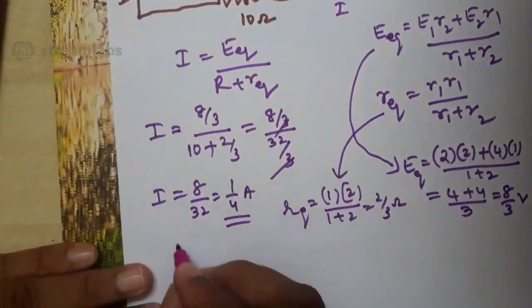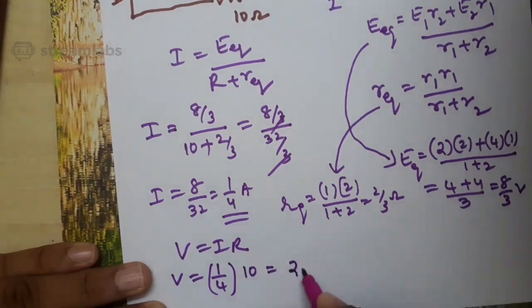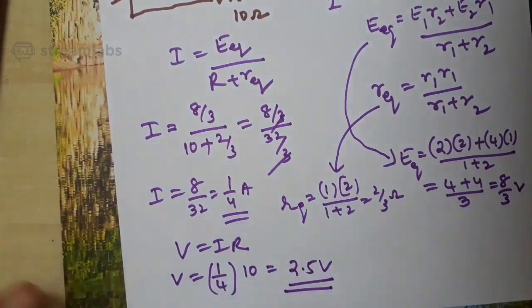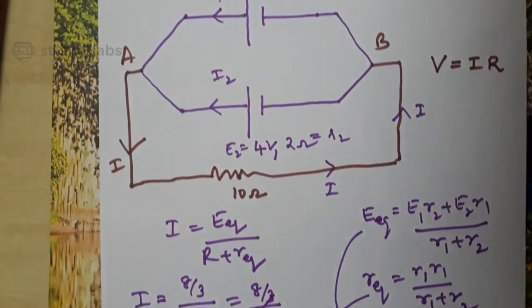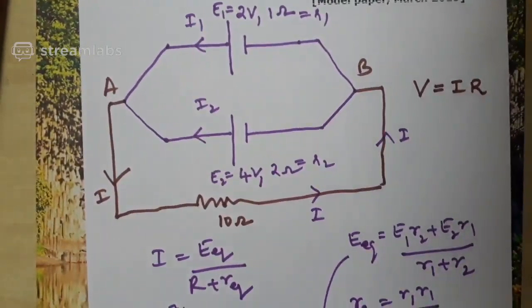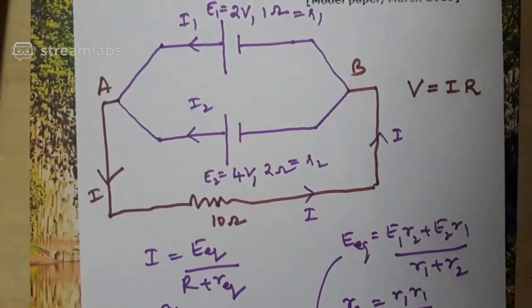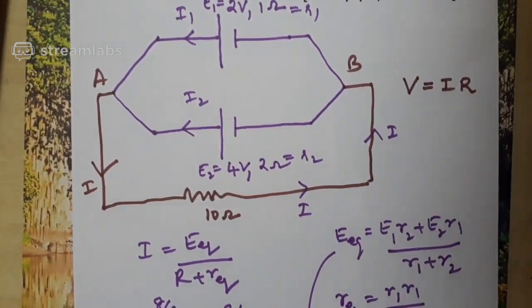Coming to the main question, V is equal to I into R. What is I? 1 by 4. Correct? What is R? 10 ohm. So it is equal to 2.5 volt. This is one method. Please copy this method. I will explain one more method, that is using KVL. Copy the circuit diagram fast, don't waste time. Copy the circuit diagram, everything. Then copy the formula, that is, the parallel combination of the cells formula.